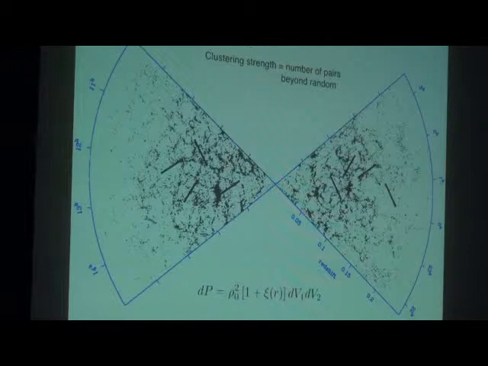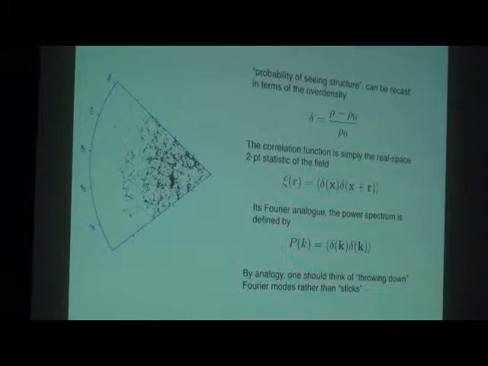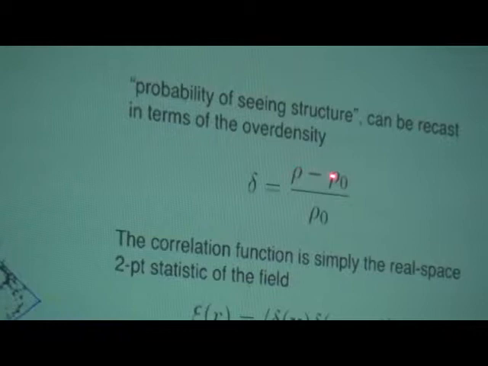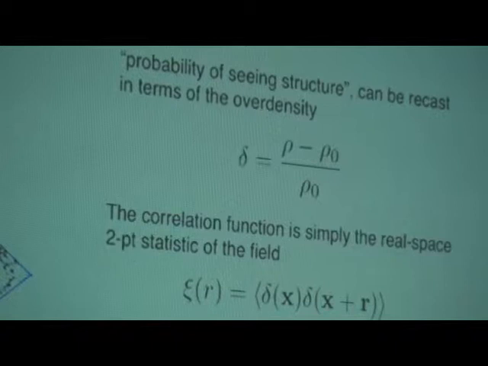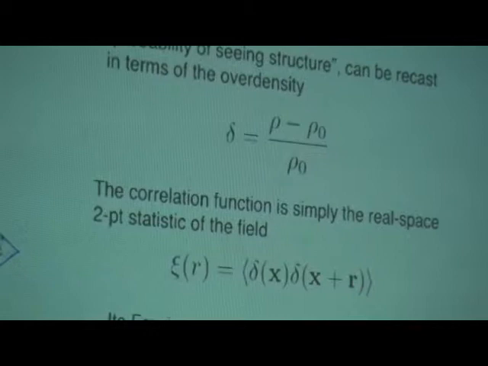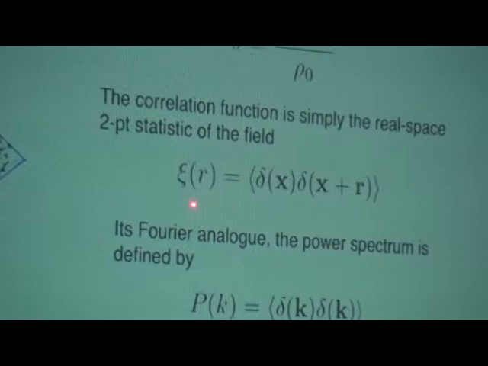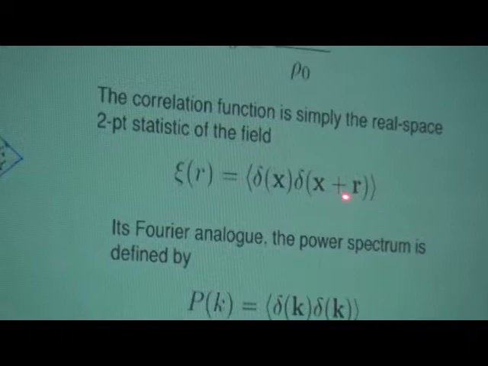Formally, this idea of finding excess galaxies compared to the average is encoded in the overdensity, which is defined as the density of galaxies minus the average density divided by the average density. So you've taken the density of galaxies and you've made it dimensionless. You've just taken the excess density of galaxies. Then this correlation function that we had as the excess probability of finding pairs of galaxies is now given by the two-point function of this overdensity. It's the overdensity at position x times the overdensity at position x plus r, where you can think of r as being your stick.